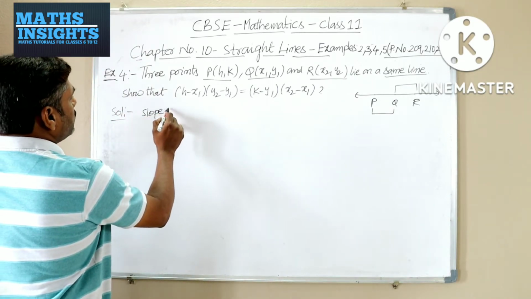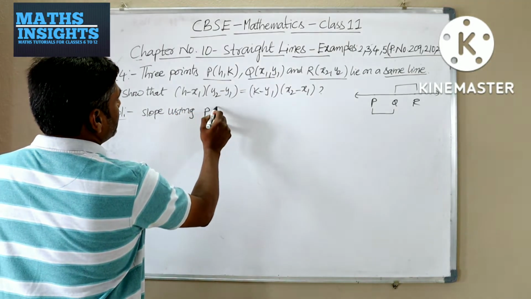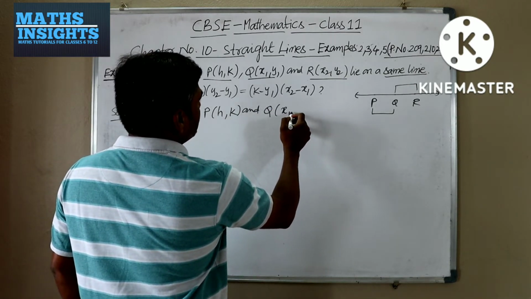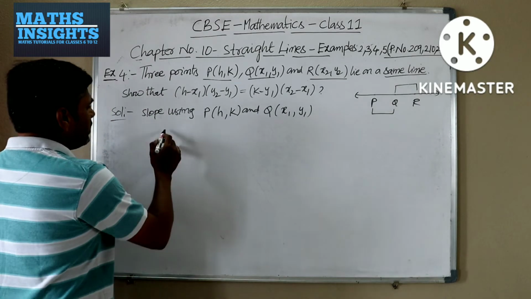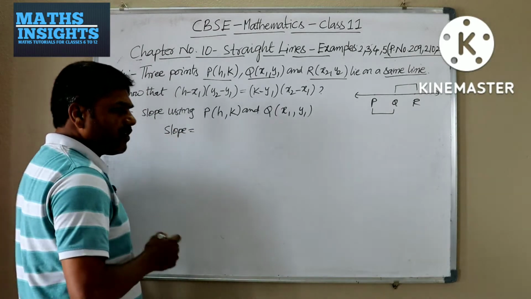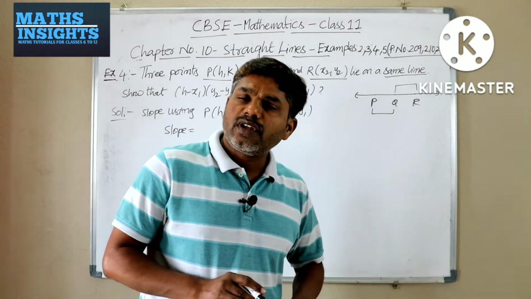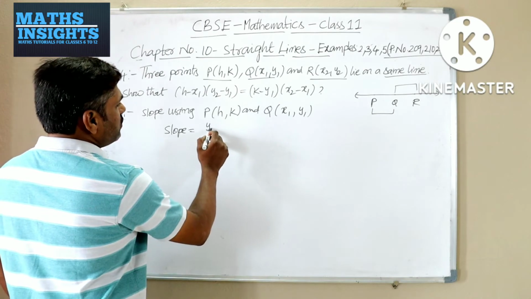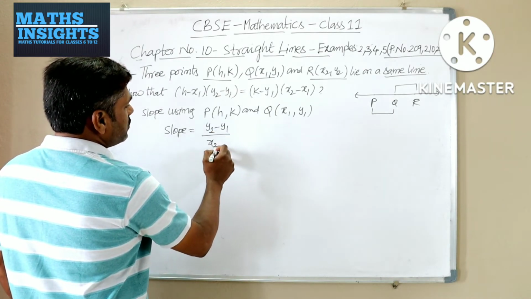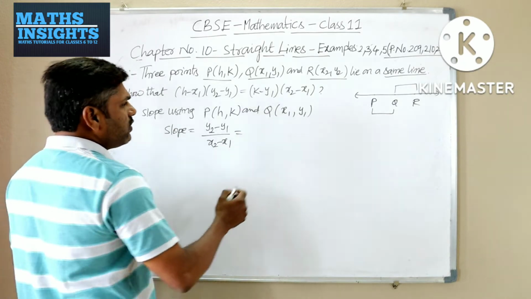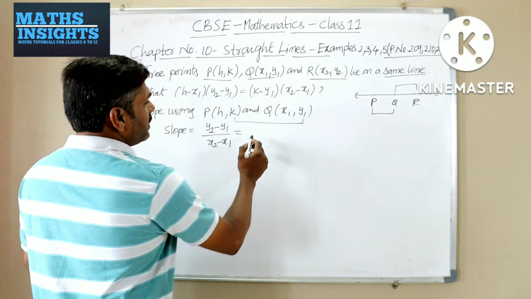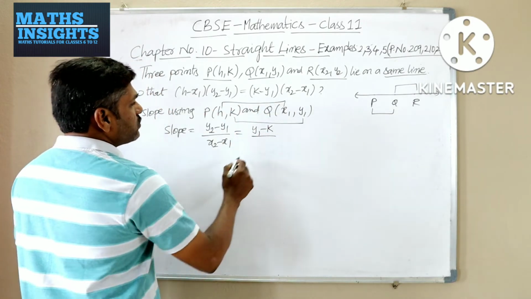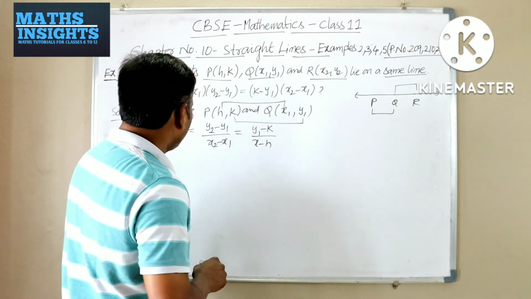Slope using P(h, k) and Q(x1, y1). You know very well, you have to read every time when you are writing, then only the formulas will be in your mind. Before that you have to understand the concept. Slope is equal to difference of y coordinates by difference of x coordinates. What are the y coordinates here? y1 and k. Therefore, y1 minus k by these are x coordinates, so x1 minus h.